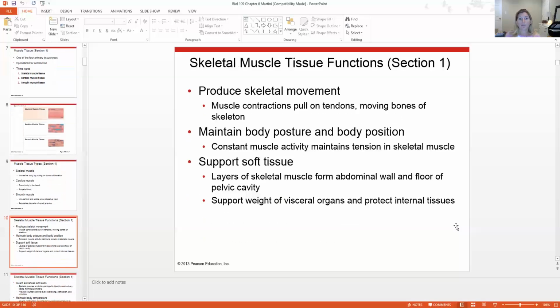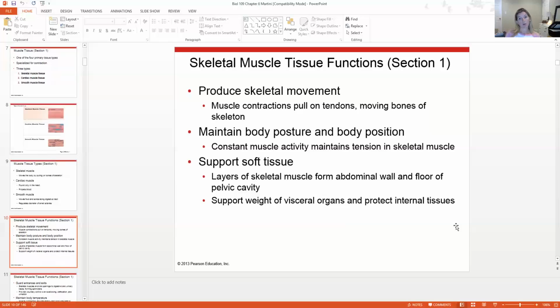So functions of skeletal muscle. This chapter, for the most part, will be focusing on skeletal muscle. There's a little bit on the other muscles, but for the most part, we're focusing on the general function and structure of skeletal muscle. So skeletal muscle is there for movement, right? There's the contractions, you're pulling on tendons. Tendons are connected to bones, and those bones can then move.